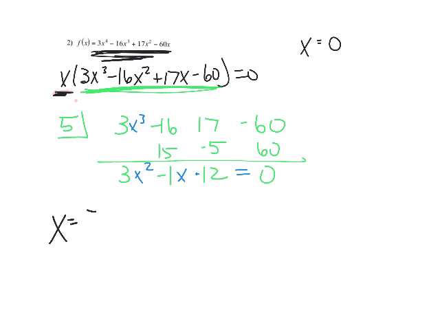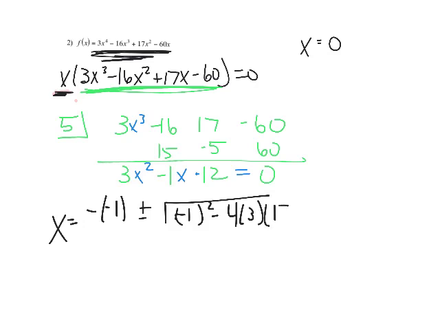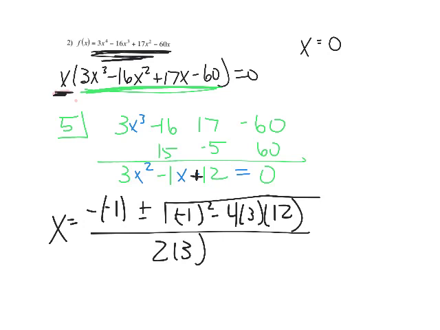So x equals the opposite of b, plus or minus the square root of b squared minus 4 times a times c. That's a positive 12 right there, okay? That's all over 2 times a. So then I have x equals a positive 1 plus or minus.